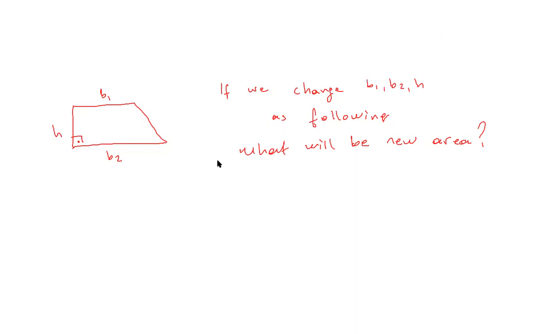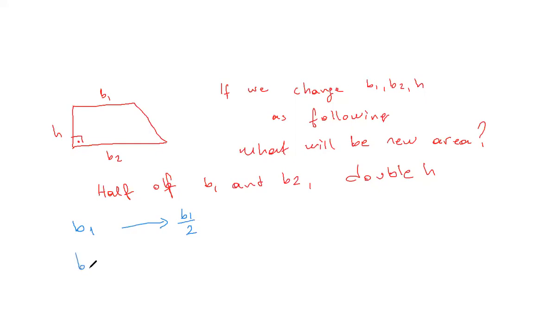Now, Abdullah and all, what am I going to say? The rule is this. The question says half of B1 and B2 and double H. So what does it mean? How can I write mathematically? B1 is being half, which means B1 over 2. B2 is being half, which means B2 over 2. And H is being double, which means 2H. Till here, I think no question.